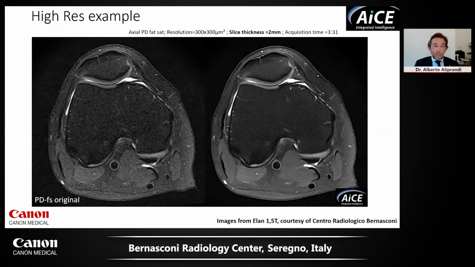Final example, these images were acquired by Canon with the same sequences, but the one on the left was reconstructed in a standard way, and the one on the right using AiCE. The right image confirmed the better signal to noise, the sharp cartilage and tendon, and tissue interface definition of AiCE technology. Please note this sequence was acquired at 2 millimeters and 0.3 by 0.3 millimeters in a scan time that is typically achievable only at 3 Tesla for this resolution.